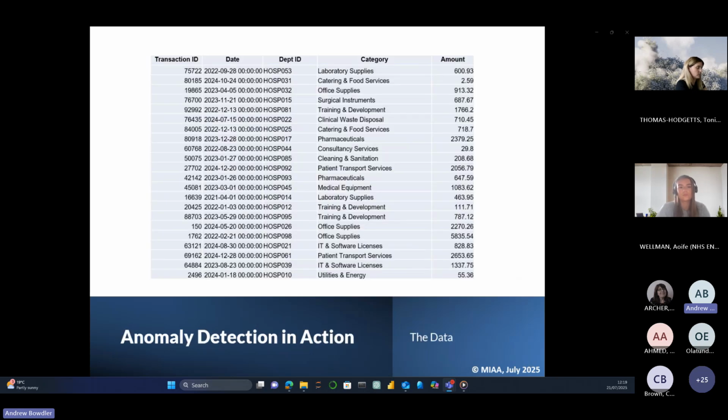Now we move from concept to execution. This is where things get interesting. The dataset we're using contains 1,000 procurement transactions. Synthetic, yes, but closely modeled on real NHS data structures. Every record includes a transaction ID, date, customer ID, category, and amount. This forms the foundation of our anomaly detection pipeline. The goal here: spot what doesn't belong and understand why.